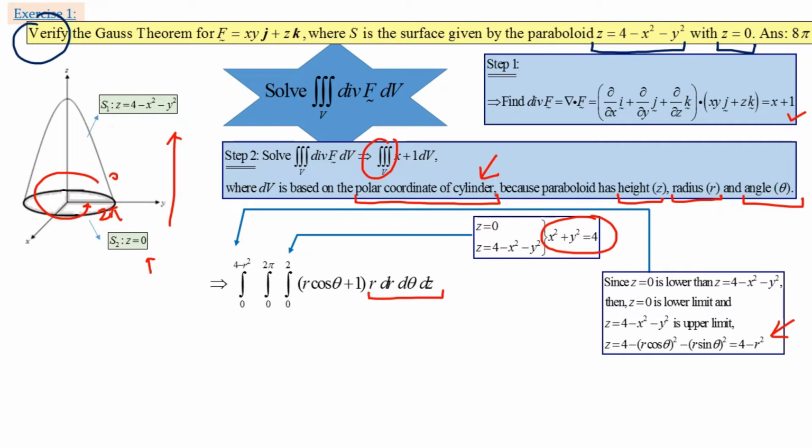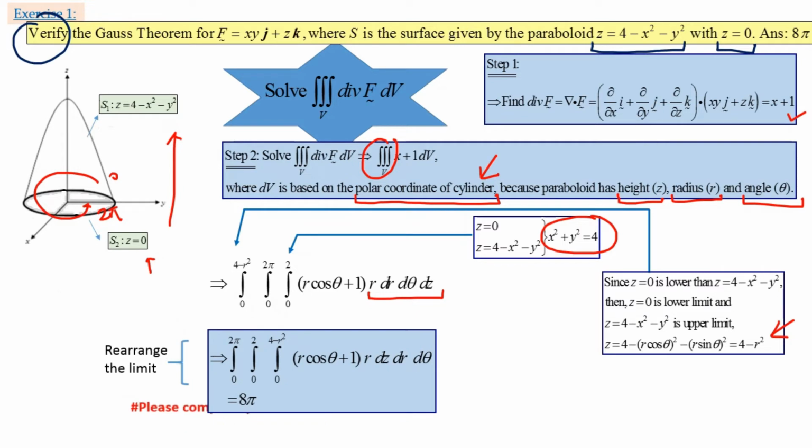And you have to remember, this is a special case for the paraboloid, you have to rearrange the limits so that z is the first limit, so that your equation will be correct. So your integration will start with the limit of z, then the limit of r, then the limit of theta. You can do theta first, it's up to you, but you have to remember z has to be number 1.